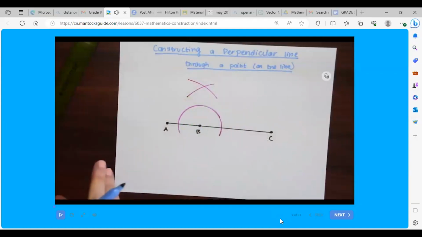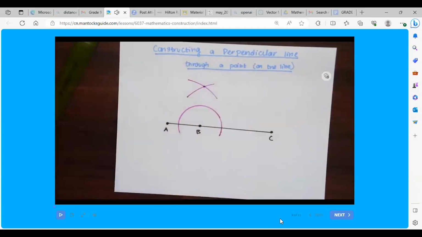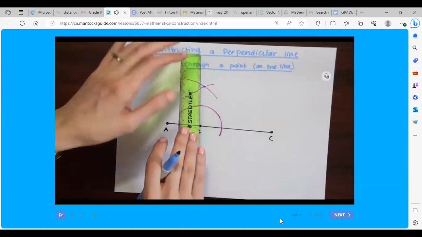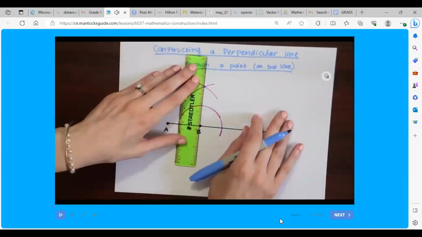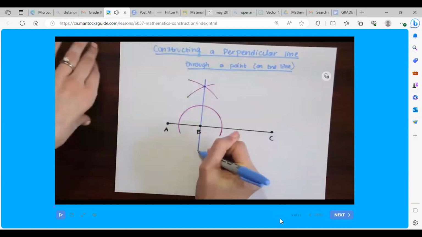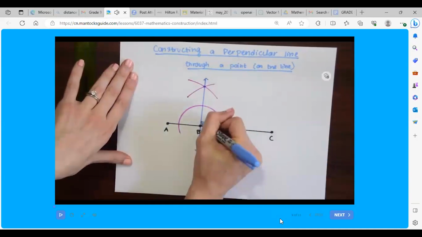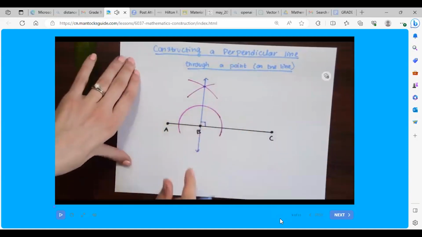So notice that we made a point of intersection up here, right here, so I'm going to mark that with a point. And now all we need to do is take our ruler or straight edge and line it up with point B and draw our line. And notice we made our perpendicular line, so this is equal to 90 degrees.